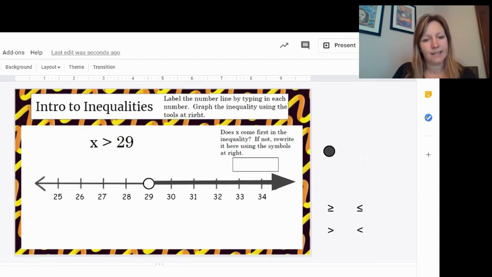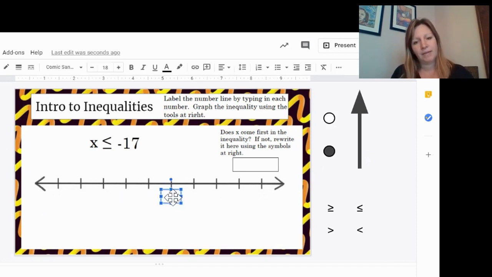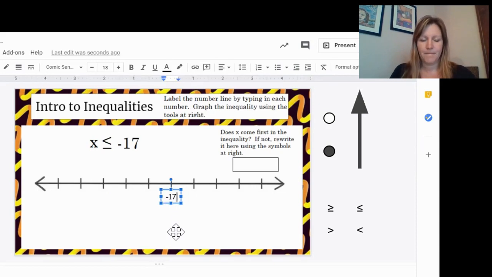Let's take a look at the next slide. We're going to do the same thing. First we need to label our number line. We'll go to about the middle, and I'm going to start with negative 17. Numbers to the right are getting bigger. That's a little tricky with negatives, because bigger means they're getting closer to 0, which means they're getting less negative. So numbers to the right need to be getting less negative.